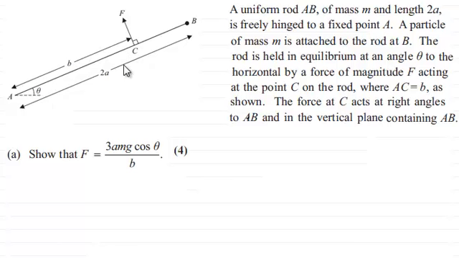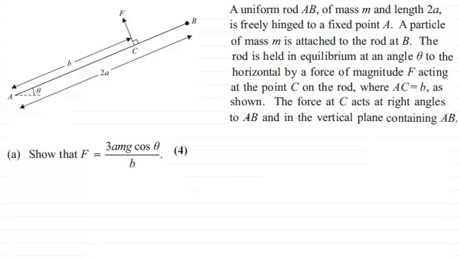Now the force F at C acts at right angles to the rod AB and is in the vertical plane containing AB. And what we've got to do is show that F equals 3amg times cos theta, all divided by b, for 4 marks. So if you'd like to have a go at this, I'll give you a moment to pause the video, and when you come back you can check your work against my solution. Okay, welcome back if you had a go.